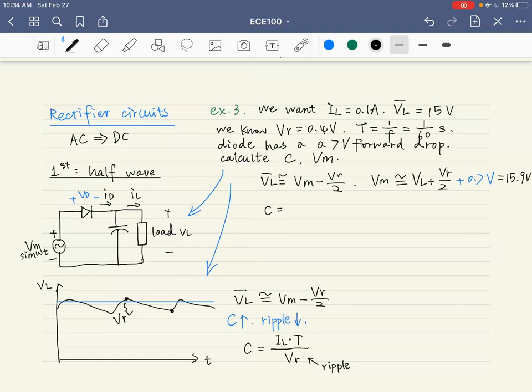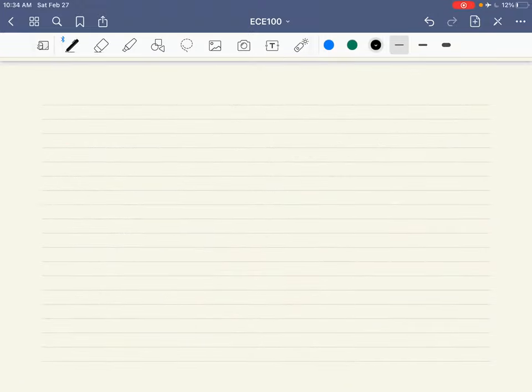Next, we'll use the equation of capacitance. 0.18 times 1 over 60, divided by 0.4. The answer should be 4.167. Great! Congratulations, now you know how to decide the value of C and get VM.